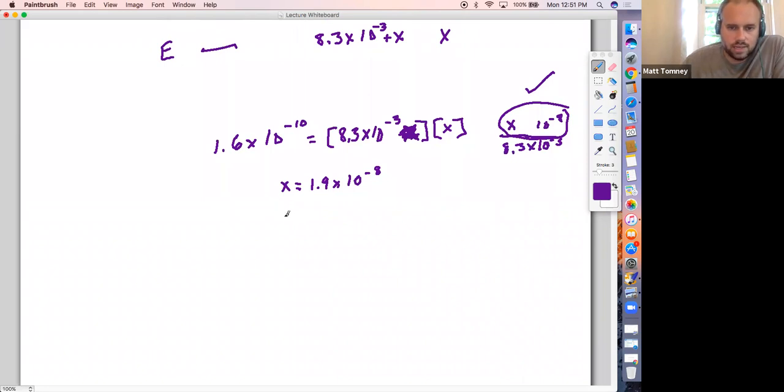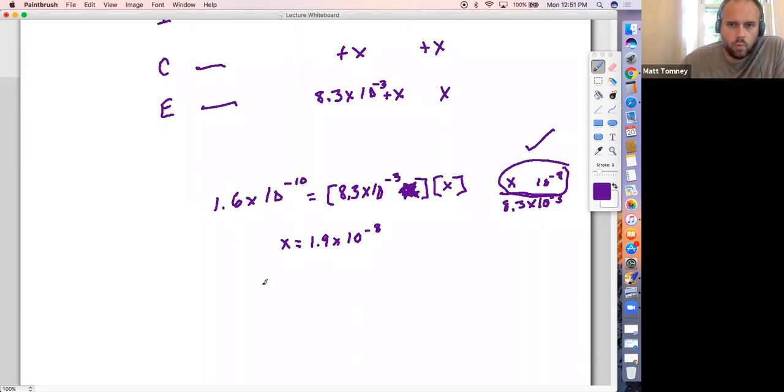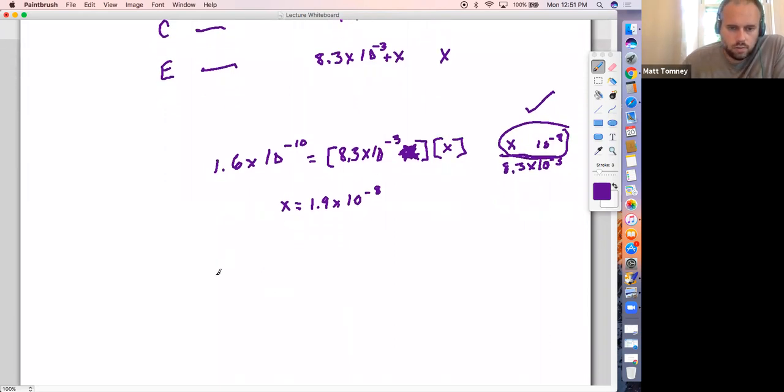Okay, 1.9 times 10 to the minus 8. So this is what the chloride ions equal, okay? But what does the silver equal? Well, the silver was 8.3 times 10 to the negative third plus X, so it's going to be plus 1.9 times 10 to the negative eighth.